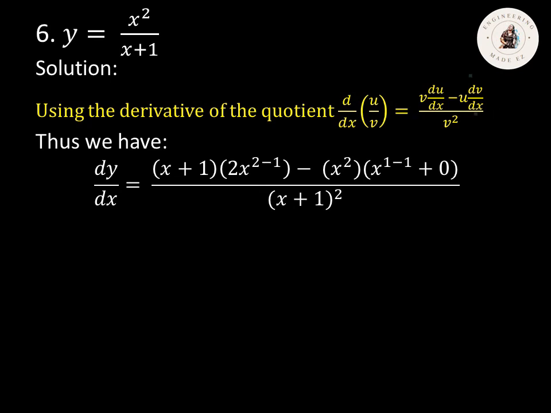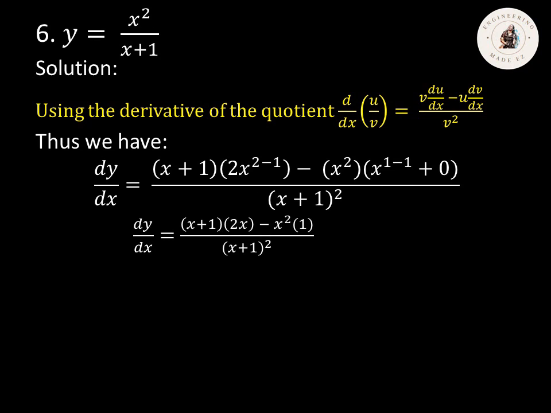For our u dv over dx, our u here is x squared. Then the derivative of our v, for x, we're going to apply the derivative of the nth power. So we have x raised to the power of 1 minus 1. And for 1, since this is a constant, the derivative of a constant is 0. So that's why we have a 0 here. Then all will be divided by the square of our v. Since our v here is x plus 1, that's why we have here x plus 1 squared.